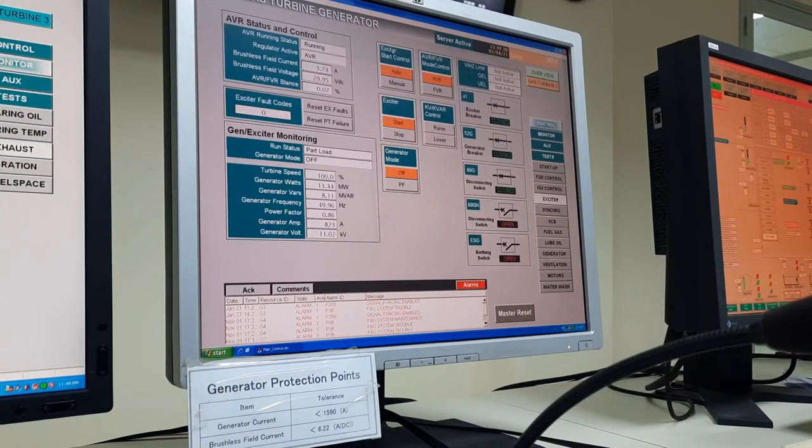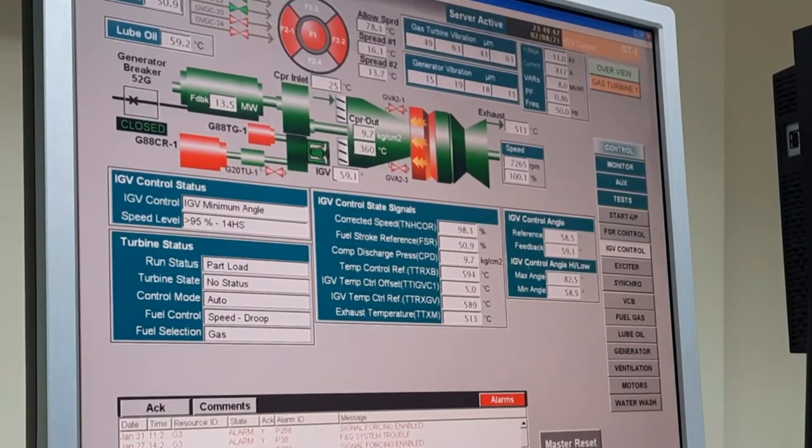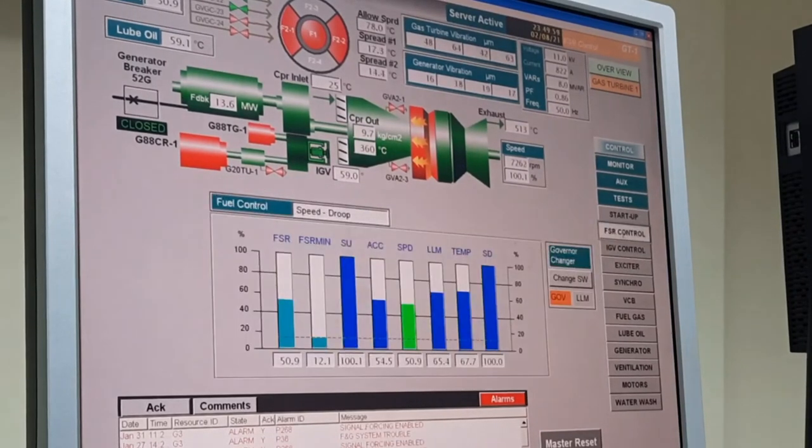This is the accessory page. This is the IGV. This is called the cranking motor. It is the turning gear. And this is the torque converter valve. This is the generator. This is the compressor outlet temperature and pressure. And this is the IGV, and this is the bleed valve. And this is the NG valve. Everyone knows about this.